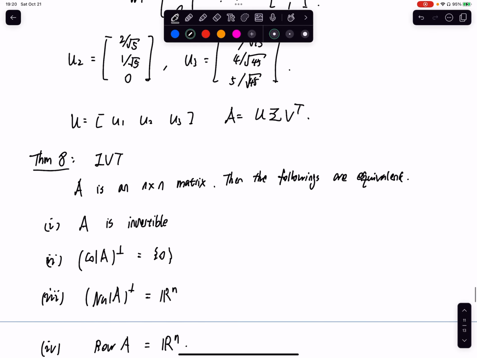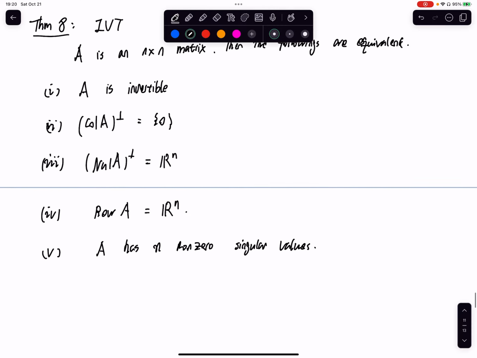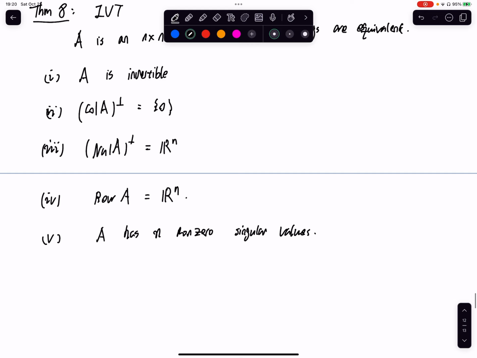Okay, so now we're done with all the basic concepts of linear algebra, and in the next lecture we shall briefly talk about the Jordan form, and then we will conclude our linear algebra lectures.